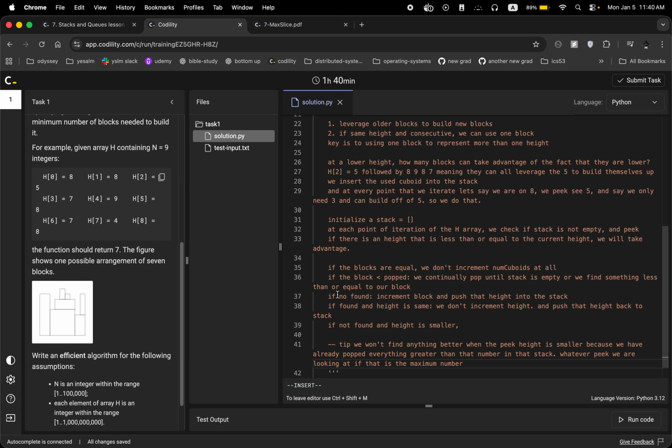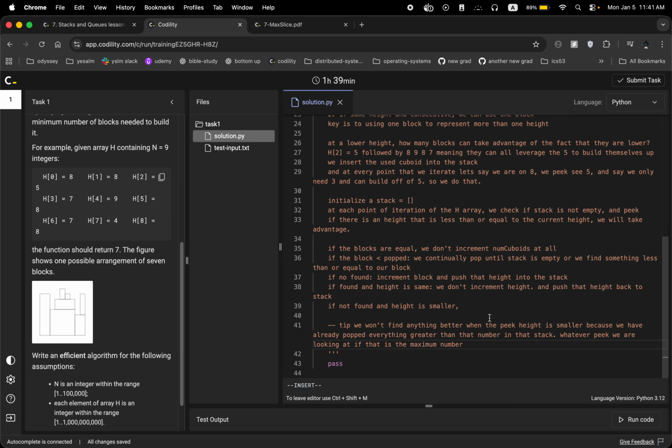That's because, let's say there was 8 here. 8 is less than 9. We can't leverage it. So we're going to pop 9 anyways. I think that's a pattern that we've got to realize.